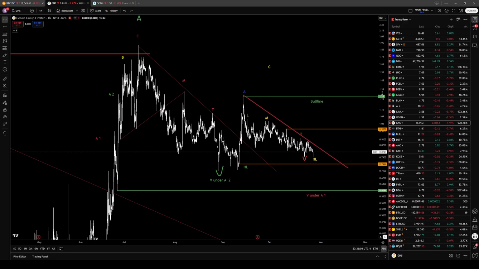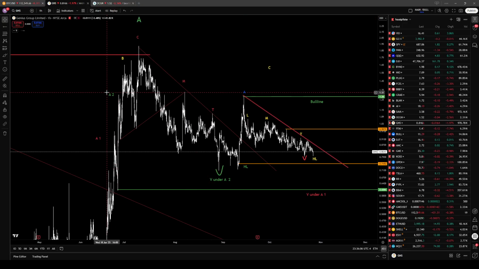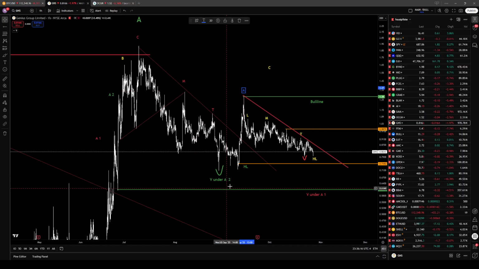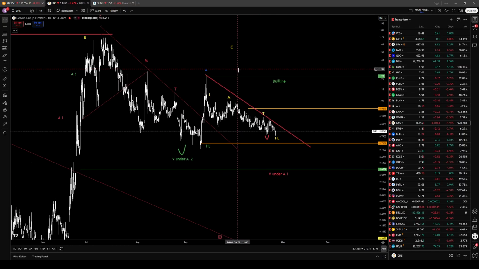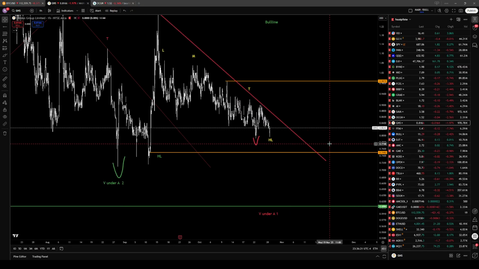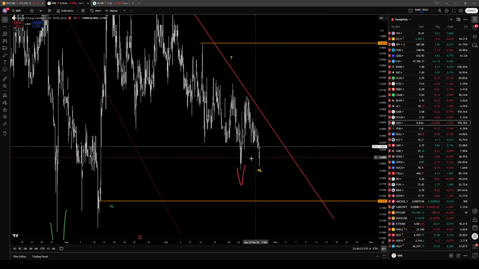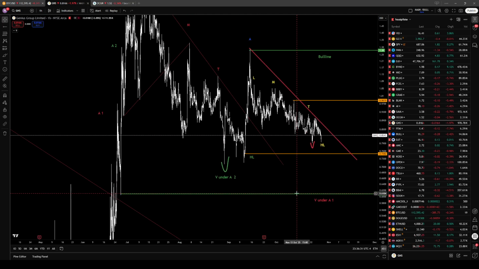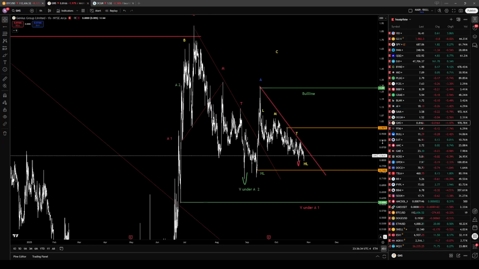For the bullish version, the green A, green V and A, and green high-low is the right one. We already would have broken out. We already would have done our second little A peak. And today we nearly broke our high-low, and this green version would be wrong.